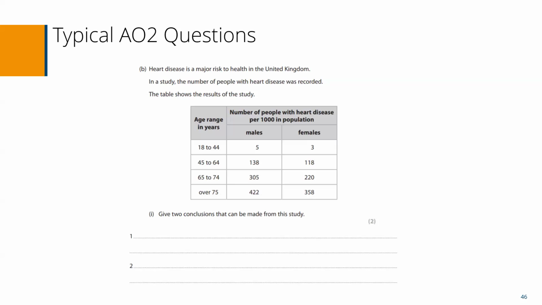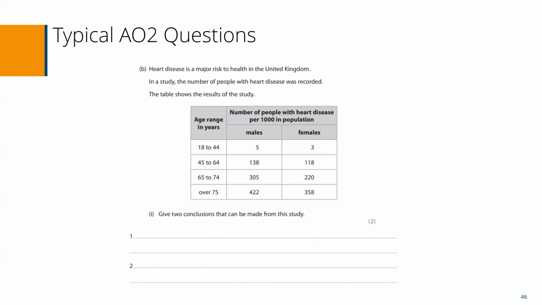What's it telling me? First of all, you'll notice this is question B, so there was a part A before this feeding in. It's not just suddenly out of the blue, but that's not shown here. So what's the table showing me? I've got age ranges, and then I've got number of people. Now, what are the units? What's this all about? Number of people with heart disease per 1,000 of the population, right? Okay. And then it's split between males and females, right?